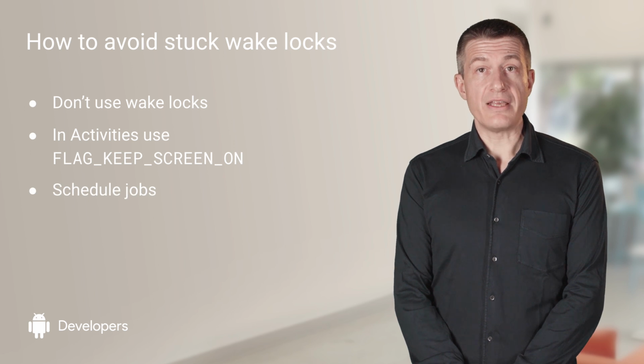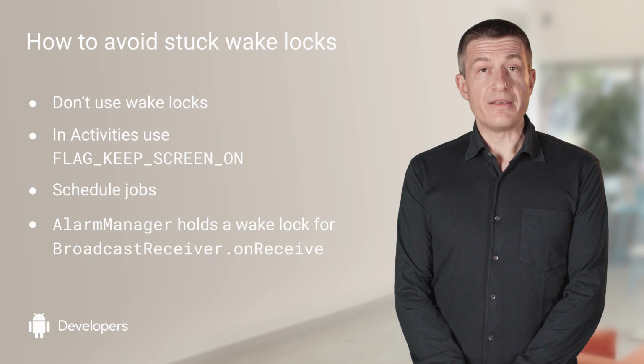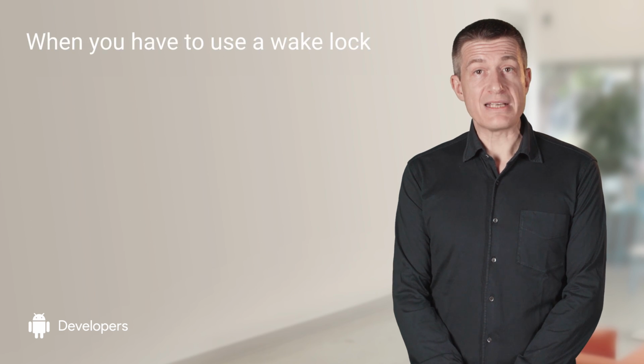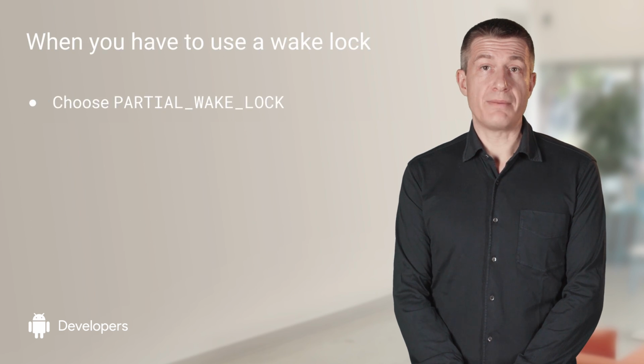For services, if you schedule them as jobs instead of using custom free-running services, the job scheduler holds and releases the wake lock for you. Similarly, if you use the alarm manager to schedule an alarm in a broadcast receiver, there will be a wake lock held for you for the duration of the onReceive. If you don't use wake locks, another benefit is that you don't need to include a permission request in your manifest. But if you must use a wake lock, always use a partial wake lock.